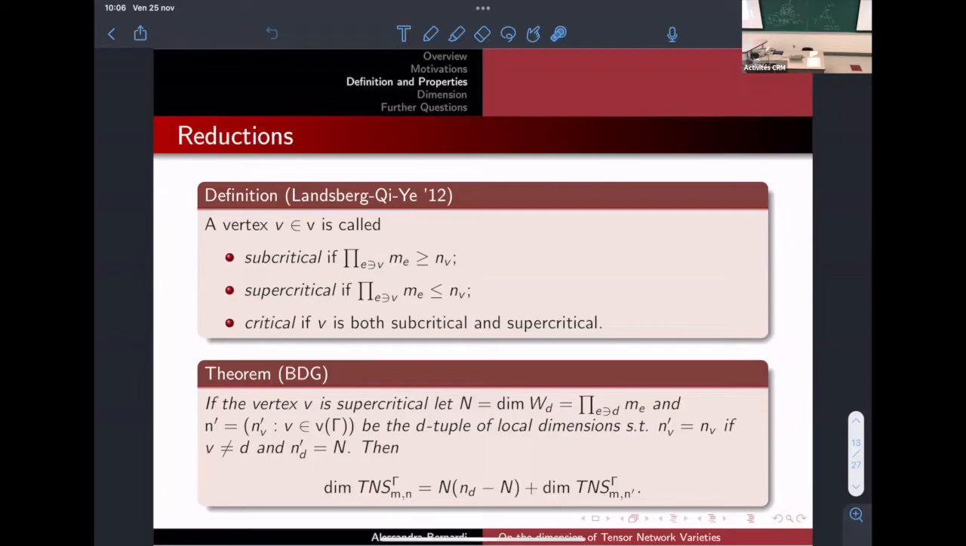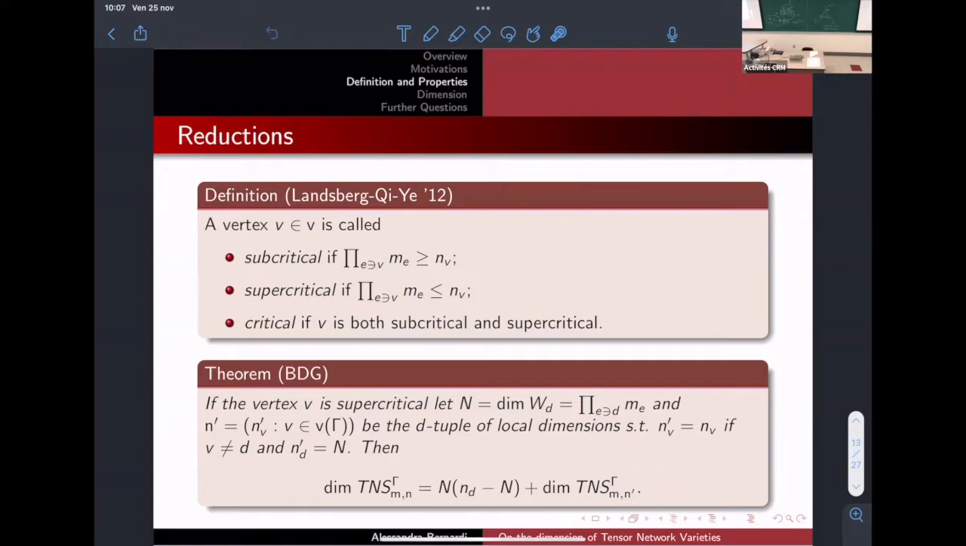So there's no exceptional things. If you're interested in dimension, as we were, you can always put an equality here, and you also know the dimension of all those that have supercritical vertices, because the dimension drops always by this number here. So there are no exceptions. Again, if I have a supercritical vertex, so the physical dimension is bigger than or equal to the product of all the bond dimensions incident there, then you have your tensor network variety.